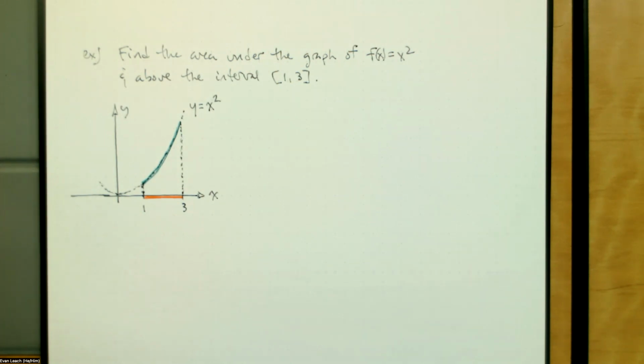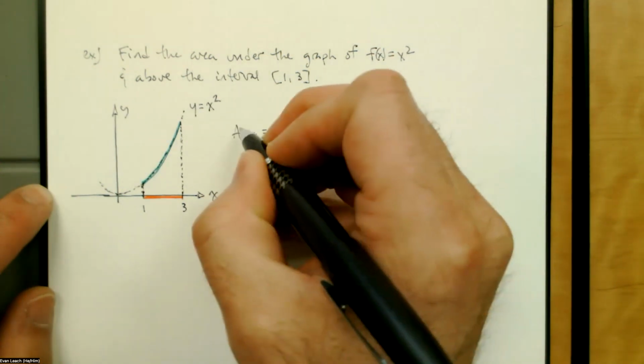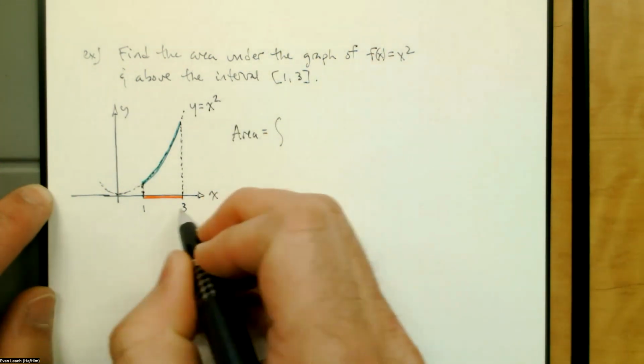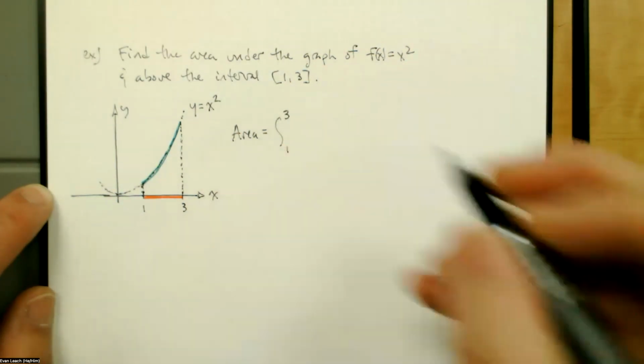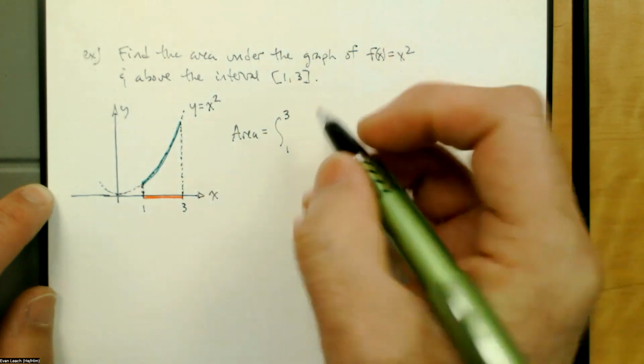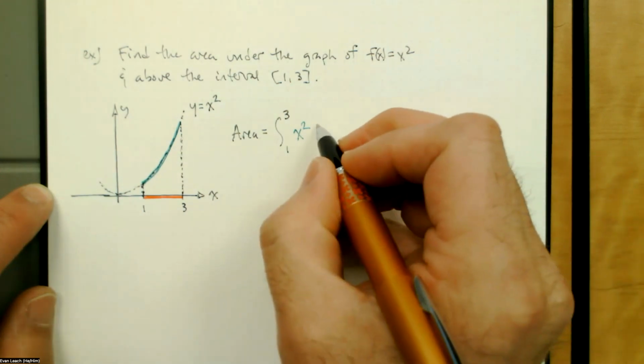The advantage that we have here is x squared is a function that we know the antiderivative of, so we can throw the fundamental theorem of calculus at this problem. So we make the Riemann sum, we let the number of rectangles go to infinity, and we get right to the definite integral. So the area is going to be the definite integral from 1 to 3 of f of x, which is x squared, dx.